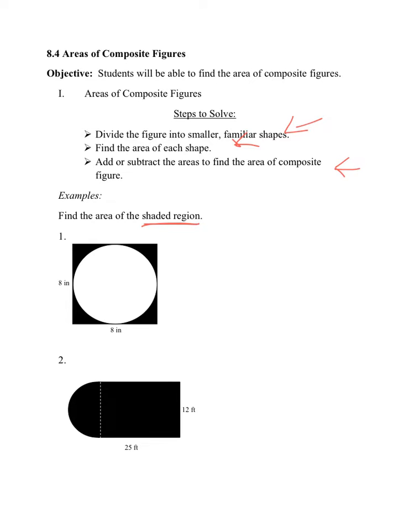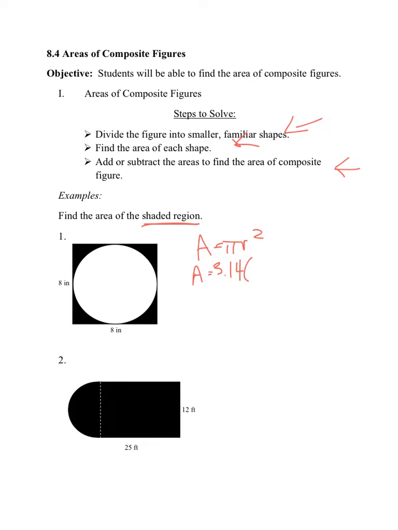For this first example, we have a square. You can tell it's a square because it has an 8 by 8 edge there, and then we also have a circle inside of the square. So I'm going to find the area of the circle first. Looking at my formula sheet, I know area equals pi r squared. So I fill in what I know, 3.14 times.